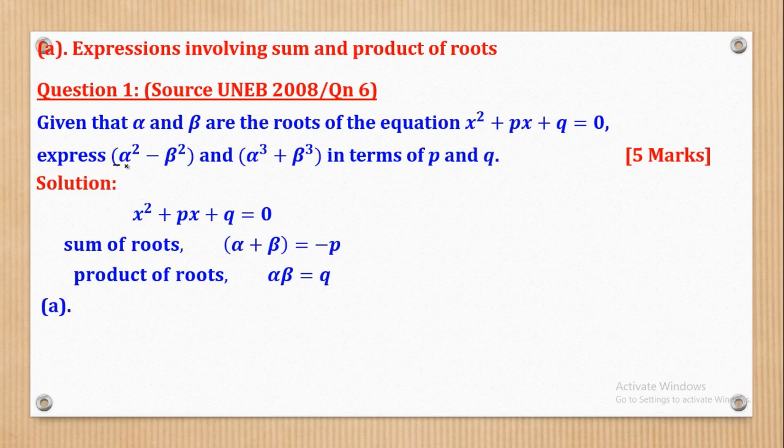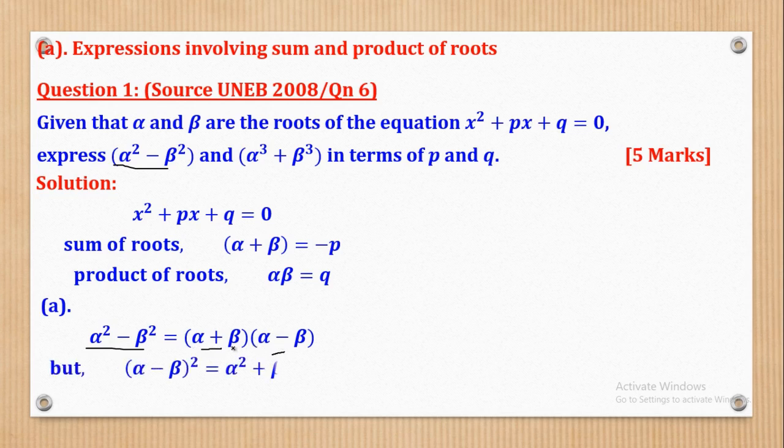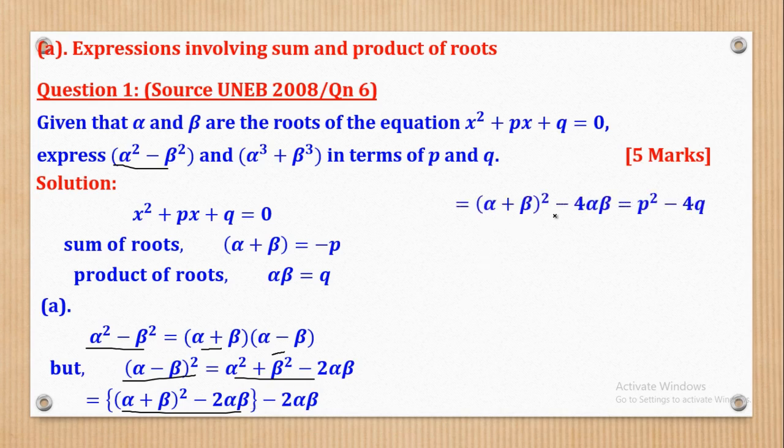Now, part A, they want this expression. So like we say, this one is the same as difference of two squares, so it will become plus minus. But you have already seen that this one will be equal to this, and when I expand further, I'll come up with this. This one we have already done, I think you remember that. So in the end, we shall come up with this. So this is what I wanted. So if you can remember this, there's no need to go through these steps.